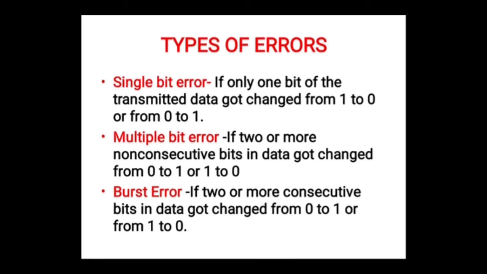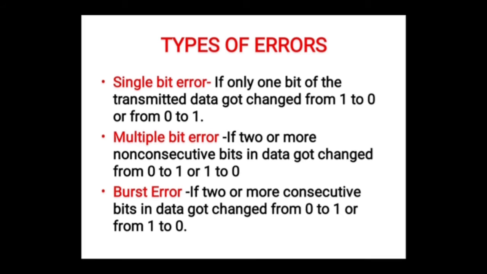If two or more non-consecutive bits, remember this thing here, I am saying non-consecutive bits. Non-consecutive bits means the bits which are not adjacent to each other, which are not placed together with each other, they got changed, then it becomes a multiple bit error. And when two consecutive bits, that means the bits which are exactly located near each other, got changed, it is known as a burst error.